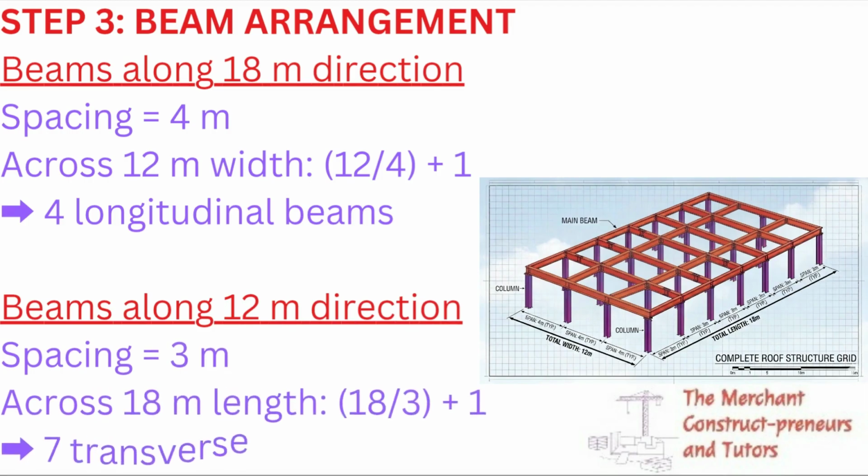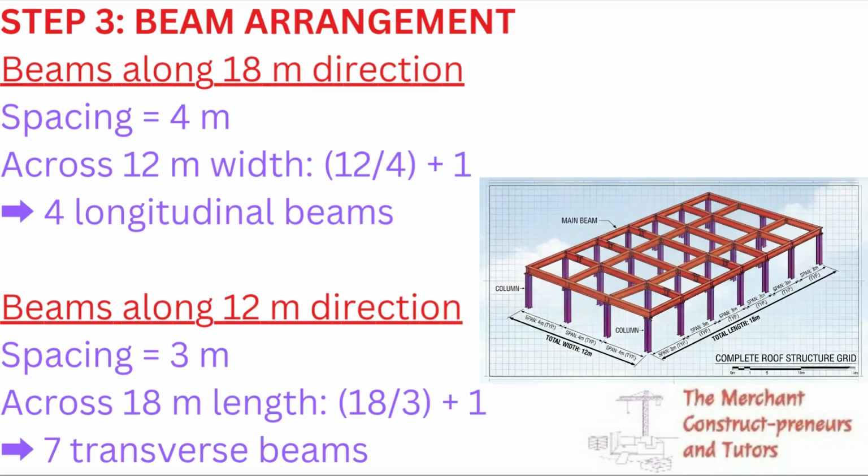Now the next step is the beam arrangement. You can see from the image there, we have the spacing along the longer side, which is 18 meters, as 4 meters, and along the shorter side the spacing is 3 meters. So this is how it is forming a grid, like the roof beams that are going to receive the load from the roofing sheet. Each of these roof beams collects its own load, and then they transfer it to the columns closer to it, or the beams closer to it, depending on the condition, right?